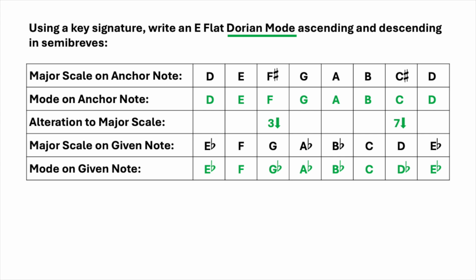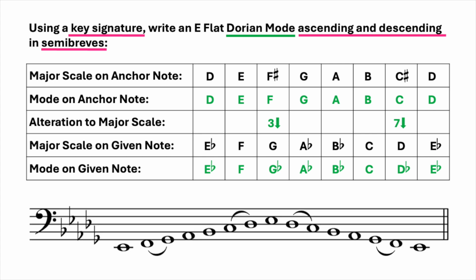Here you have the notes of an E flat Dorian mode, and all that is left to do is reread the question once more to double check what I'm asked to do, and then transfer these notes onto the stave. With time, you will be able to do this process automatically.